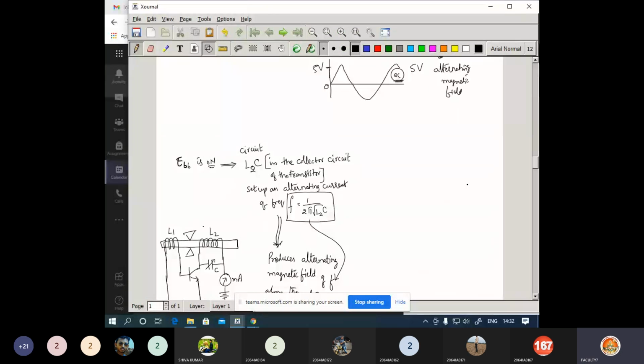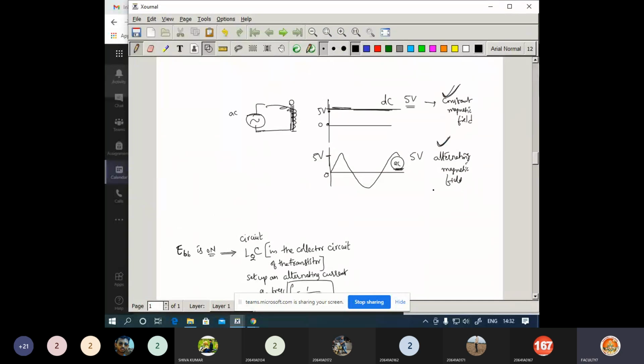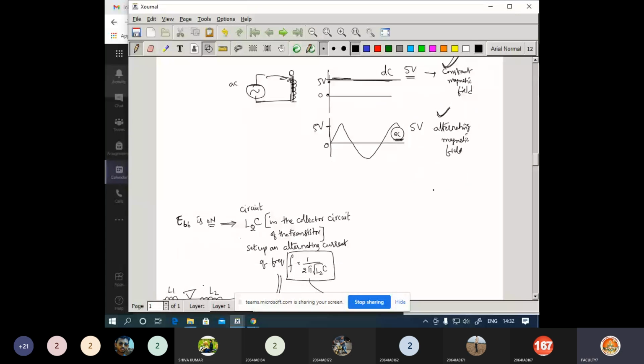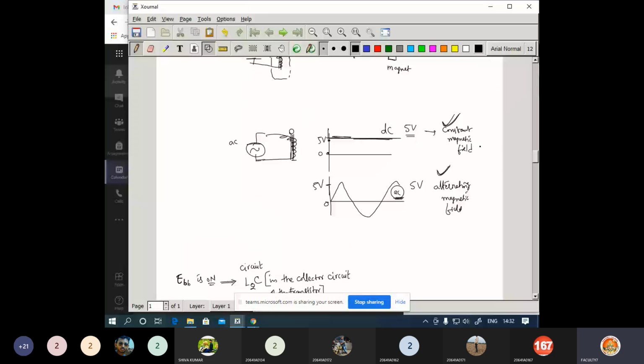So these are some of the important points. Now I will skip this one. You need to identify what is the constant magnetic field and what is the alternating magnetic field. Now let us go here. Okay, now let us go.